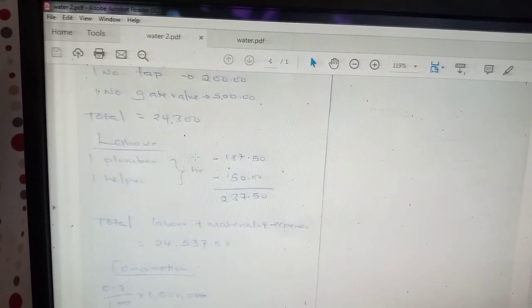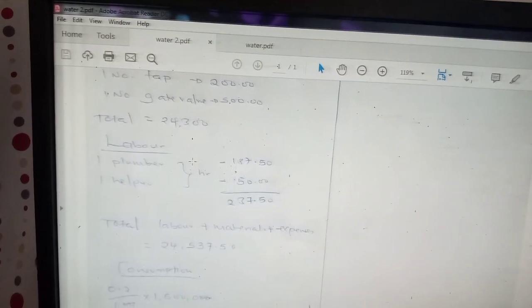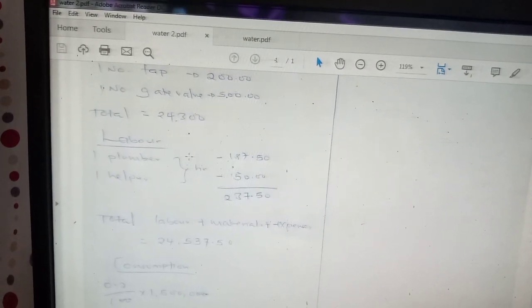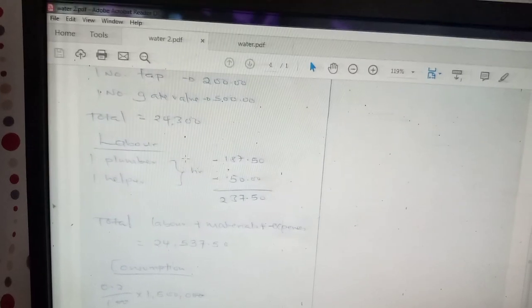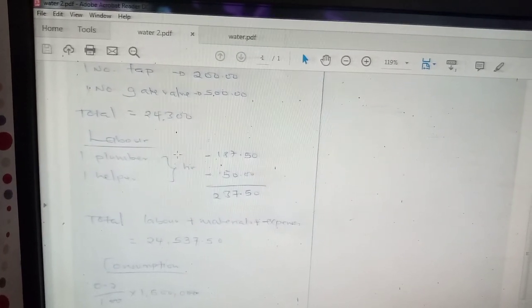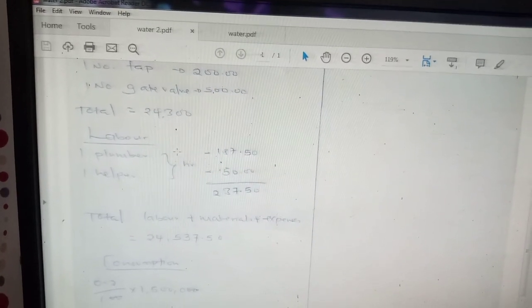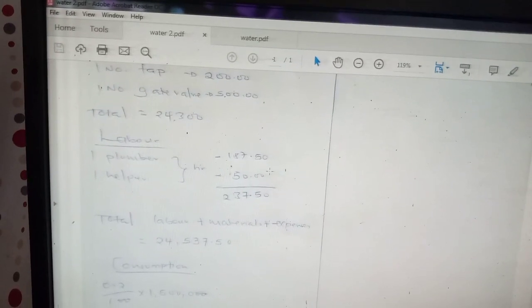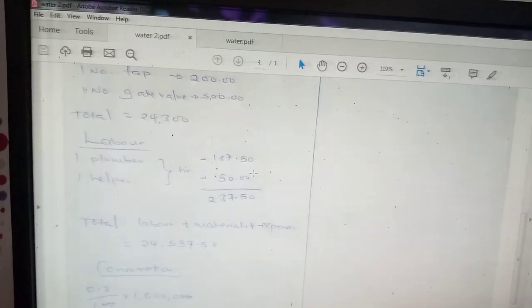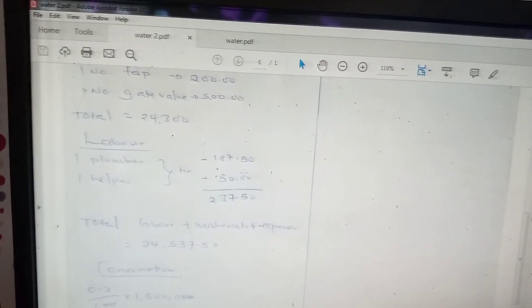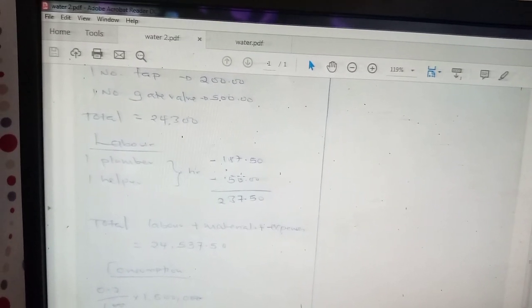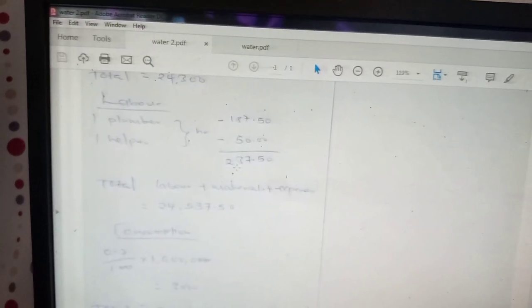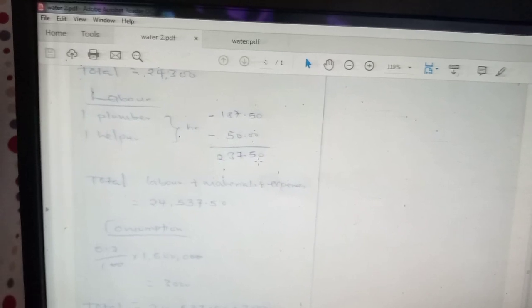Then labor for the works, you'll need a plumber. Let's say, for example, I took that the plumber is paid 1,500 shillings. You divide it by 8 working hours, you'll have 187 shillings and 50 cents per hour. That is for the plumber. Then the helper, the person who will help the plumber, will be paid 400 shillings a day, so in hours it is 50 shillings per hour. Then the total will be 237 shillings and 50 cents.